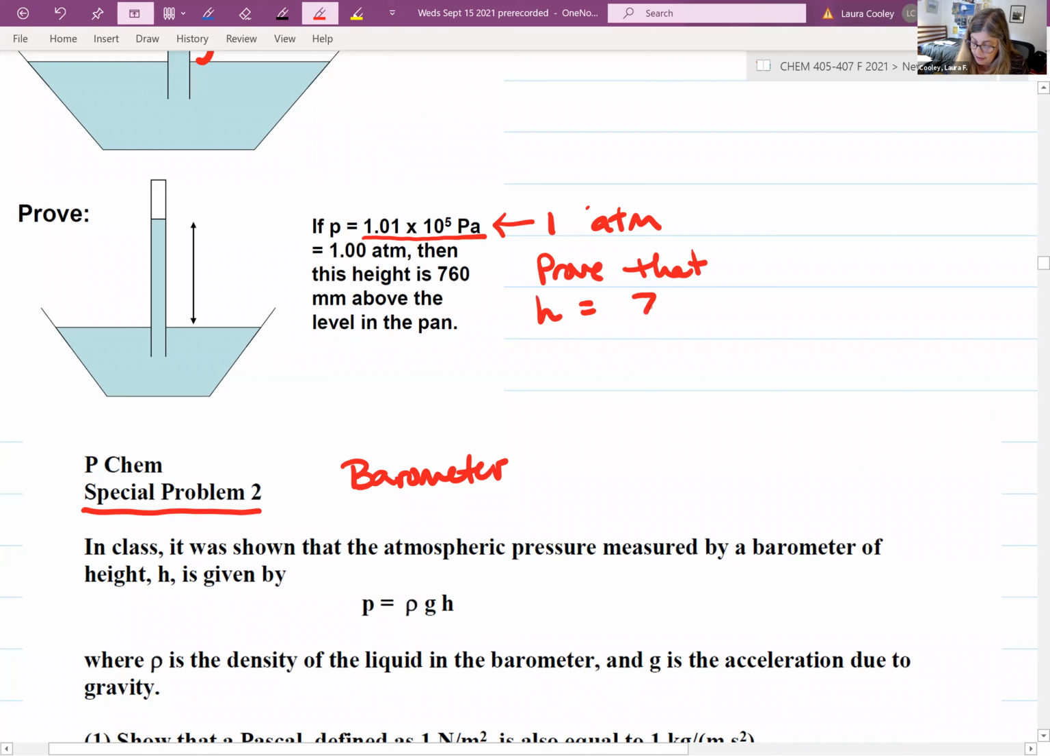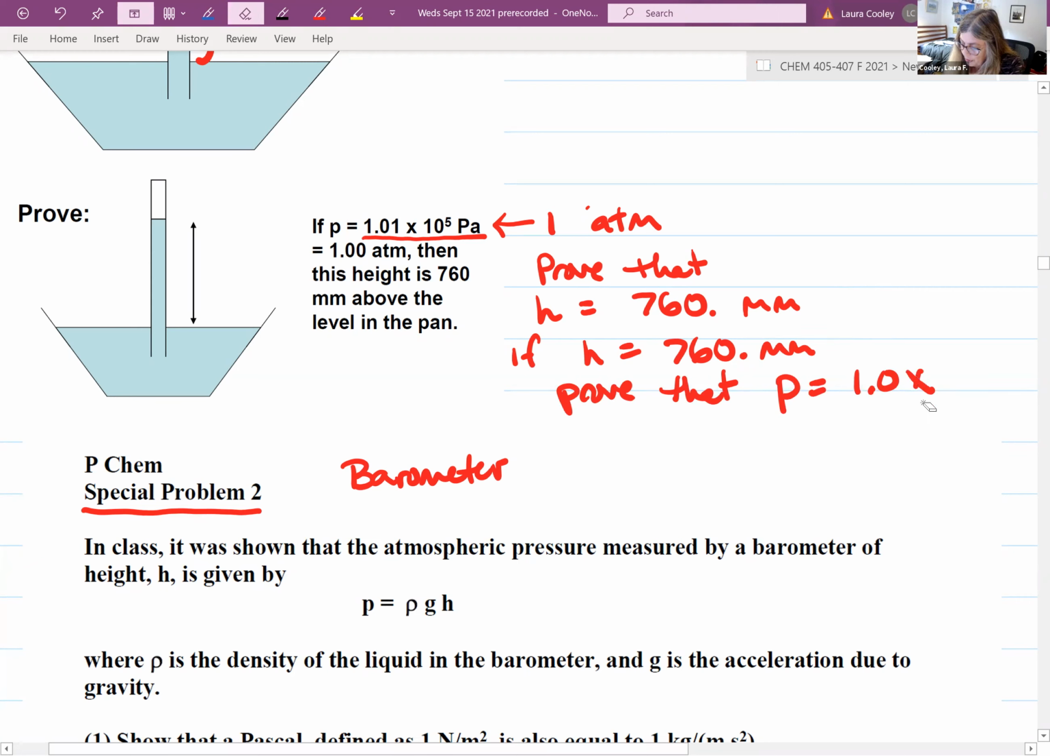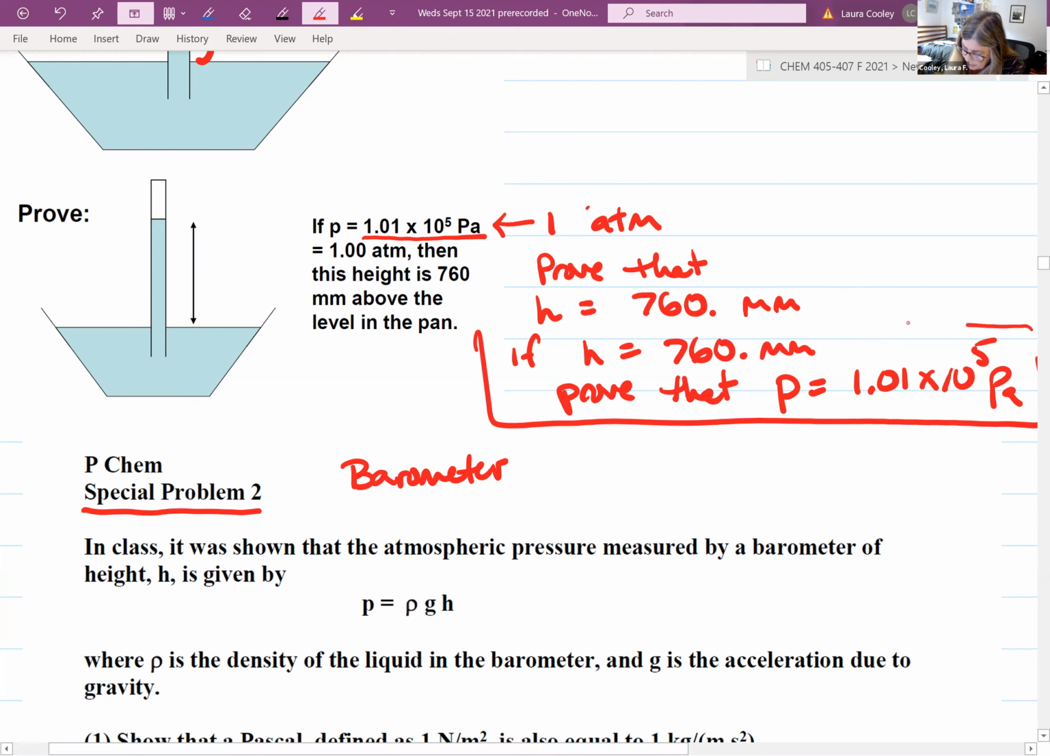that the height is 760 millimeters of mercury. Or I guess I could say if the height is 760 millimeters. It doesn't make sense to put mercury there. The height is simply 760. If the height is 760, prove that the pressure is 1.01 times 10 to the 5th pascals. This is really what I want in this special problem.